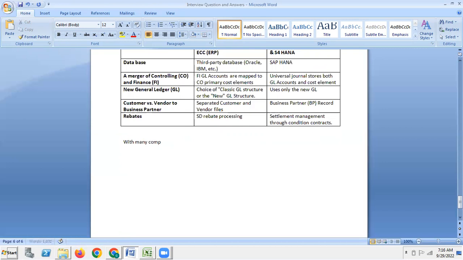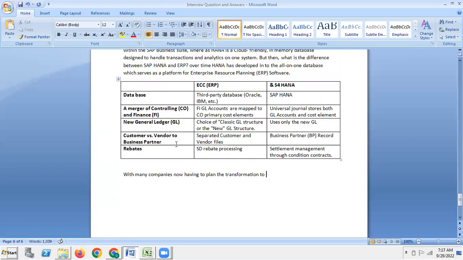With many companies now having to plan the transformation to S/4HANA. Okay, what are the main difference between SAP HANA versus ECC? What is the main difference between SAP S/4HANA and ECC?